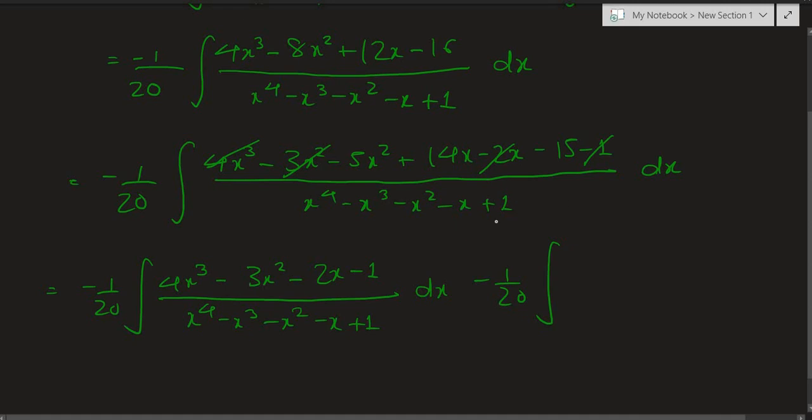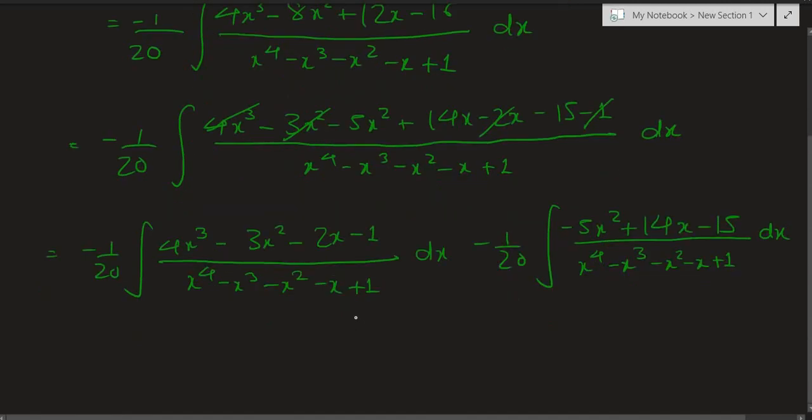By the linearity we can split them into two integrals. So we have negative 5x squared plus 14x minus 15 divided by the same denominator, x to the 4 minus x cubed minus x squared minus x plus 1 dx. Now our advantage is we know how to integrate this, right? So if you have a derivative of a function in the numerator divided by the function itself, that's just the natural log of the function after integration.